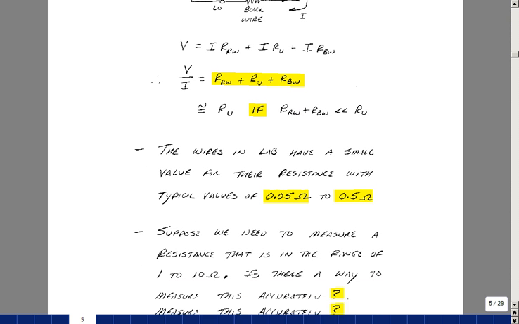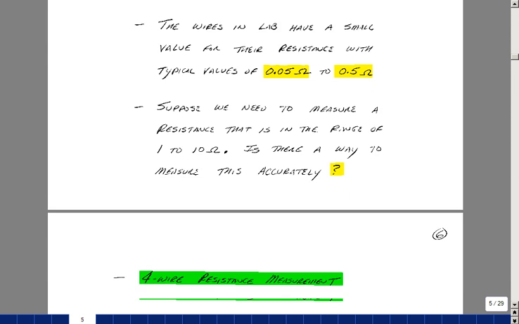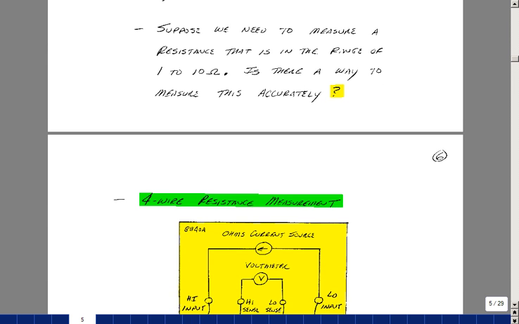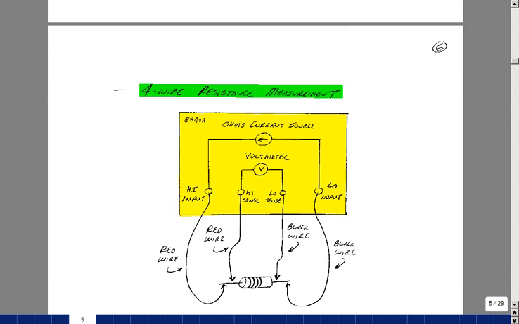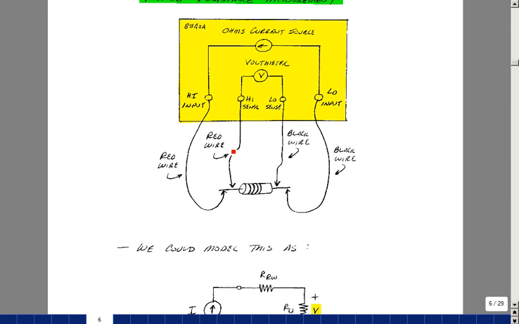But what if we were measuring some low resistance? Is there some way to take this into account? Well, we could measure the wire resistance and then subtract it, or you can use another mode of the meter called four-wire measurement. Here a second pair of wires is brought out to actually measure the voltage across the sample.